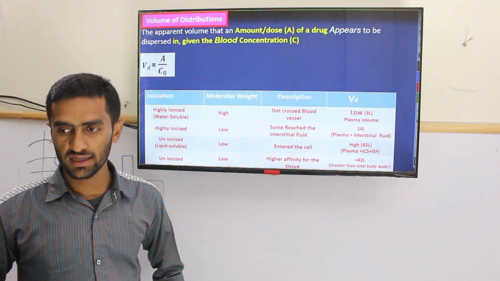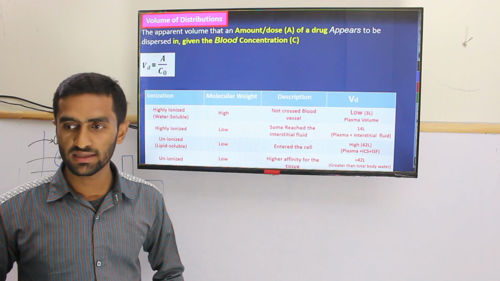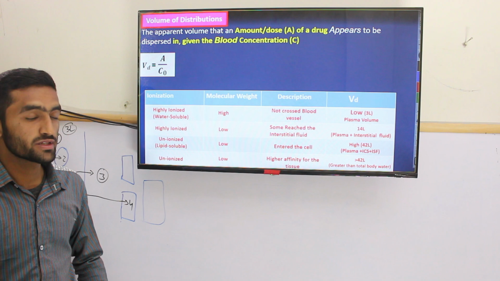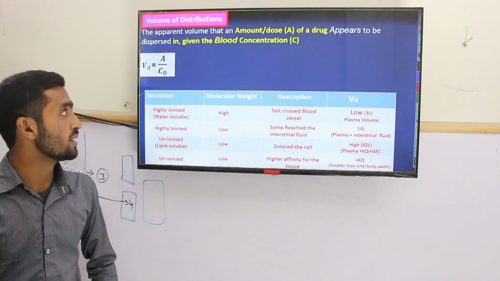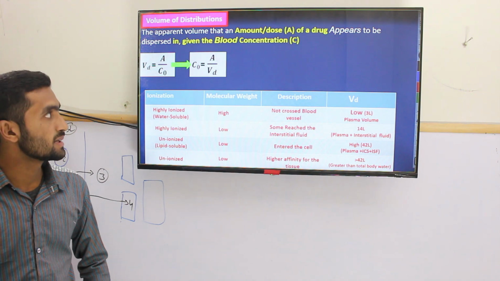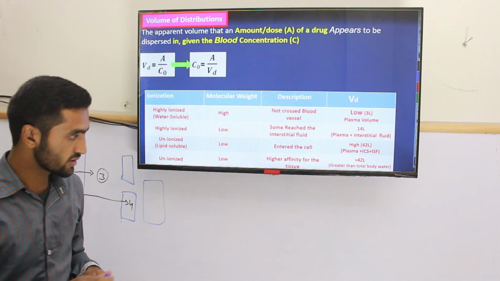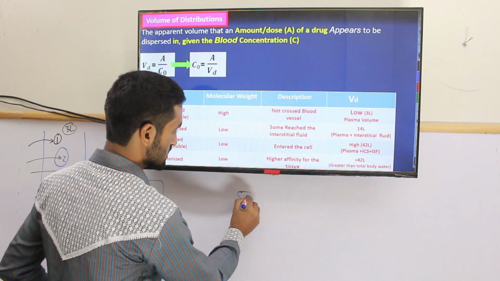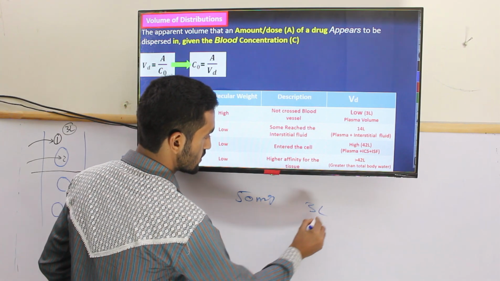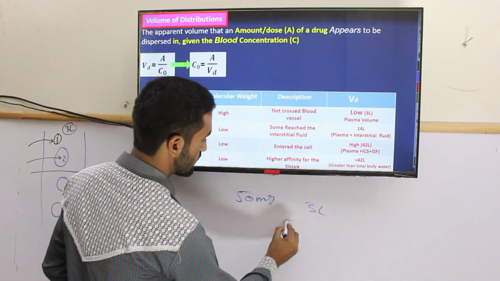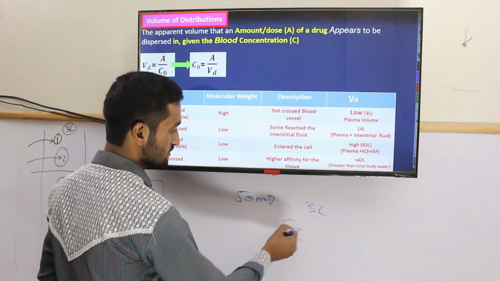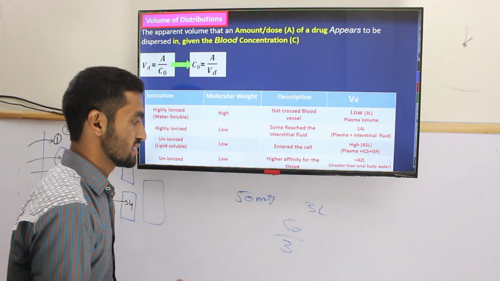It's totally dependent upon the chemical composition of your drug. Okay, so let's check how we can calculate the volume of distribution. Normally this formula is applied: volume of distribution is amount over concentration at 0, but you can also use concentration equals amount per volume. For example, the amount is 50 mg, and if the volume of distribution is 3 liters, it's easier: 50 over 3 liters. In this way you can calculate your concentration.